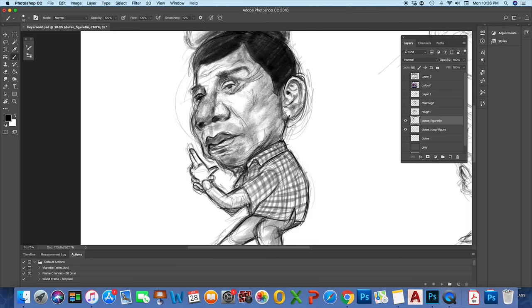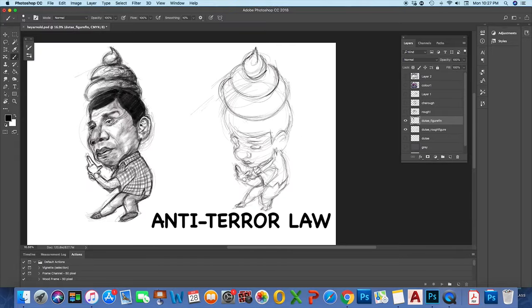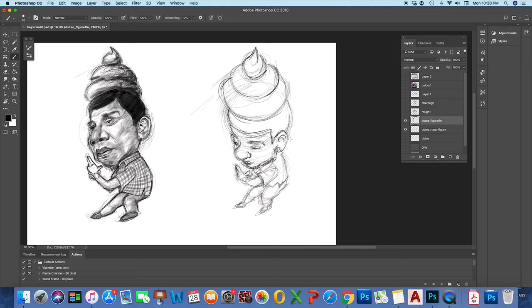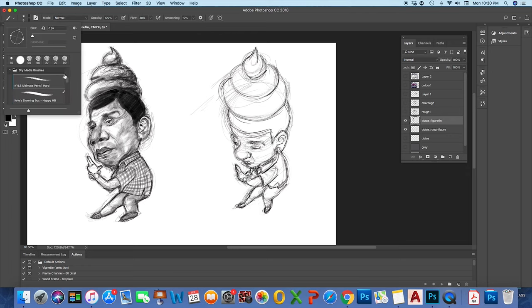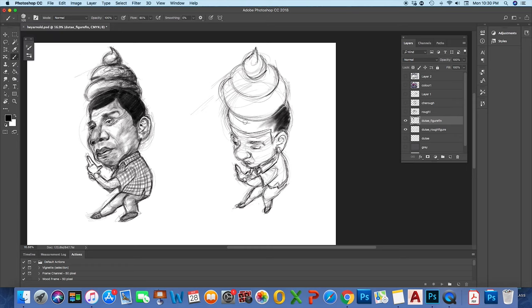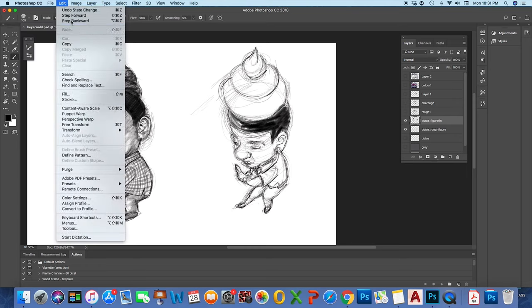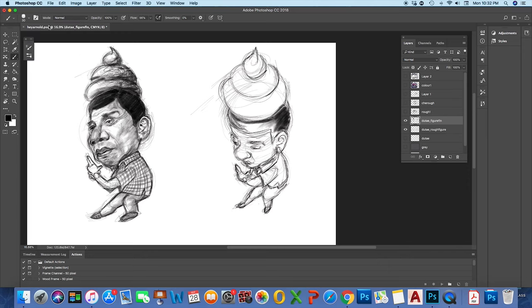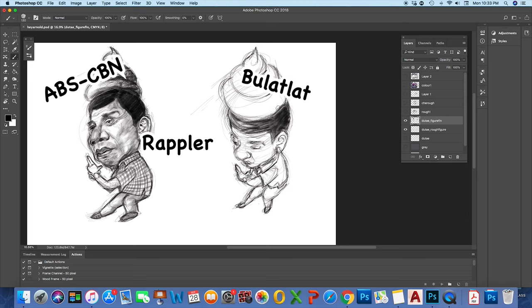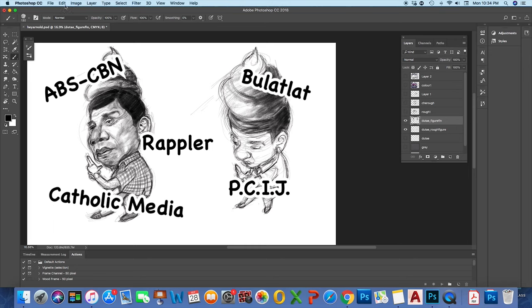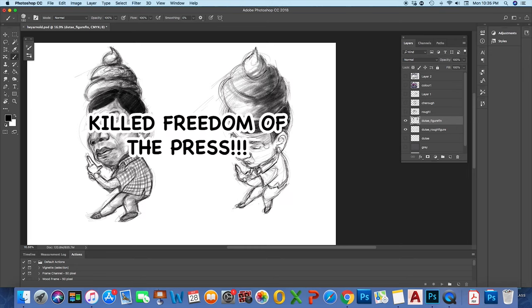Amidst growing civil discontent, Duterte has even passed the anti-terror law, which was peddled as an anti-terrorism measure, but it's actually used to target and red tag anybody who is critical of him, who are openly vocal and actively protest his policies and blunders. This isn't only for individuals or groups of people, but institutions that criticized Duterte were also attacked and shut down, like TV network ABS-CBN and news outlets like Rappler, Bulatlat, the Catholic Media, and the Philippine Center for Investigative Journalism, which effectively killed freedom of the press.